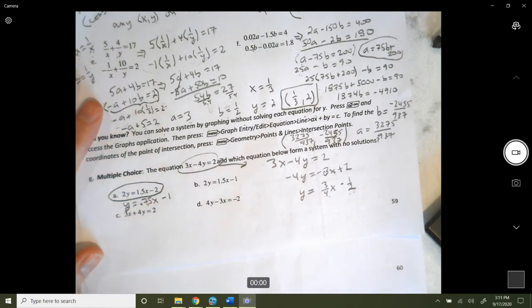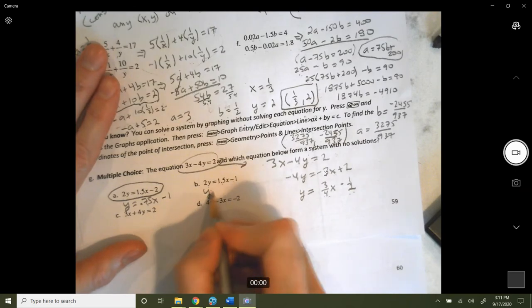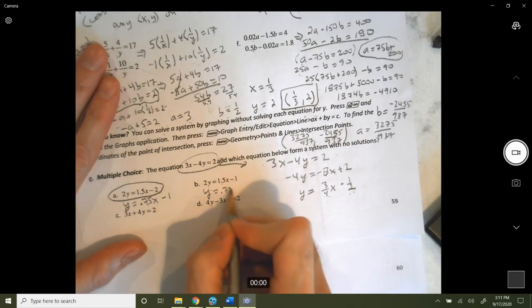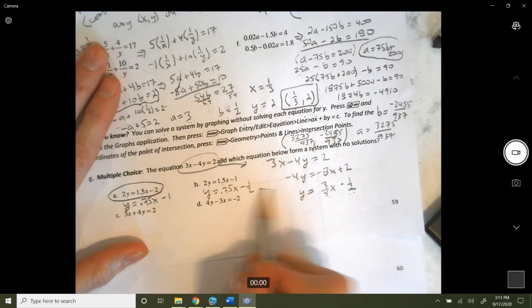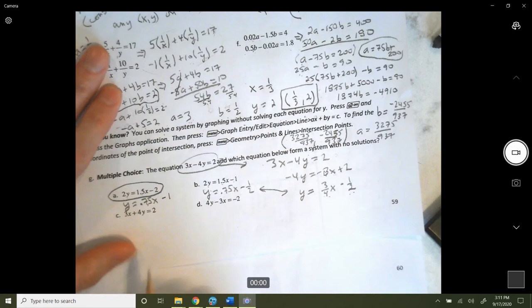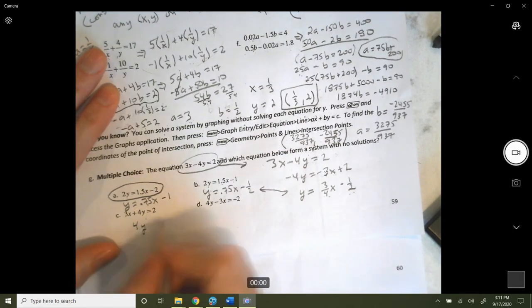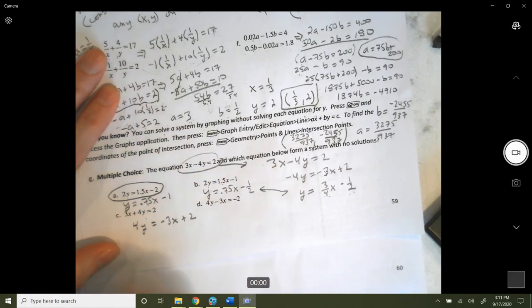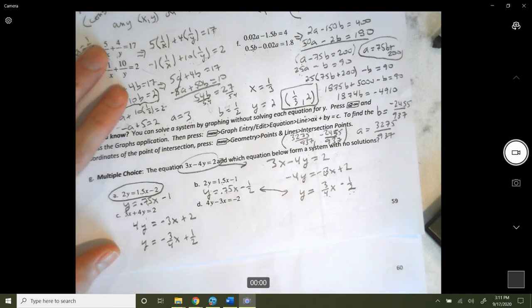Let's check another one. This one, divide everything by 2. Y equals 0.75x minus 1/2. Okay, that's the same equation. So there will be infinite solutions. Let's go to this one. 4y equals negative 3x plus 2, divided by 4. Y equals negative 3/4 x plus 2/4, 1/2. Okay, that will be the same line.